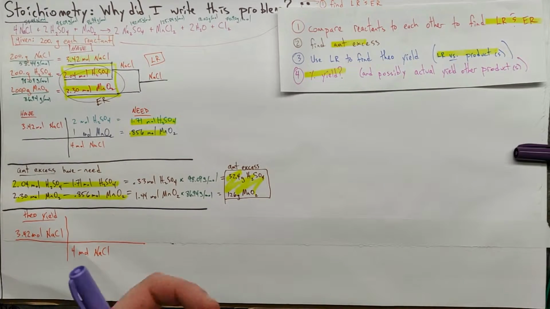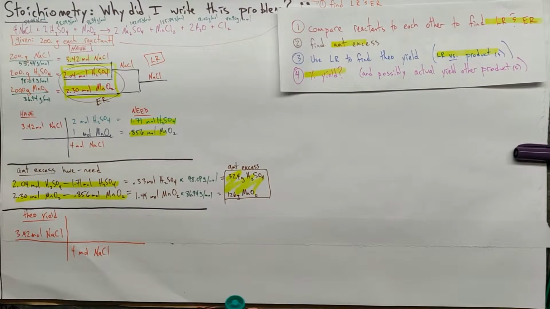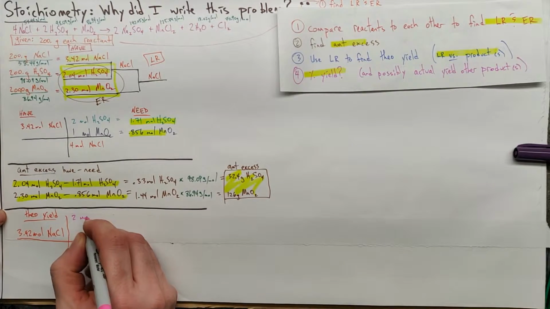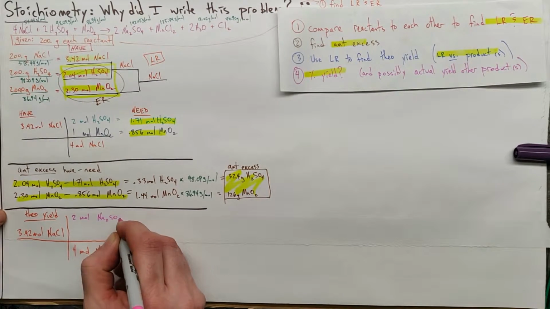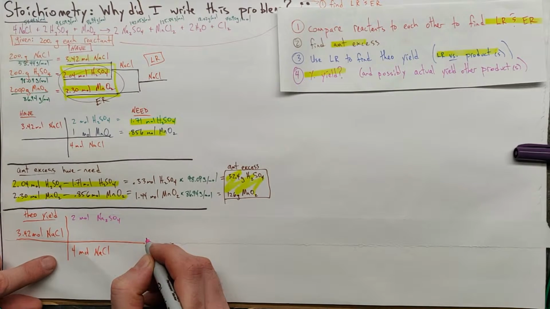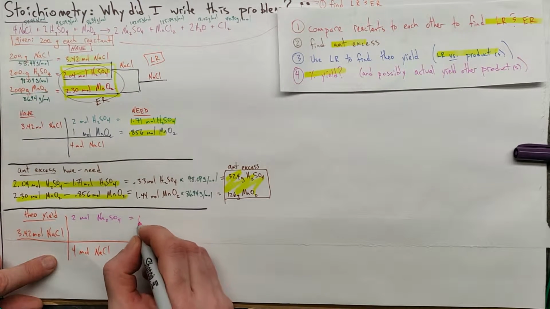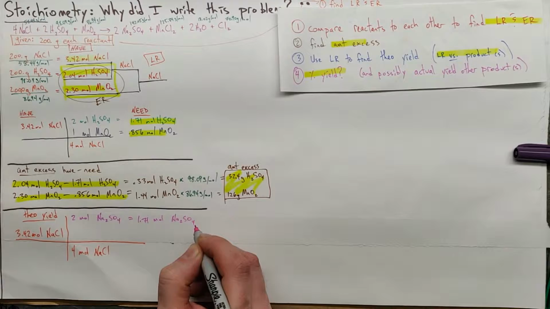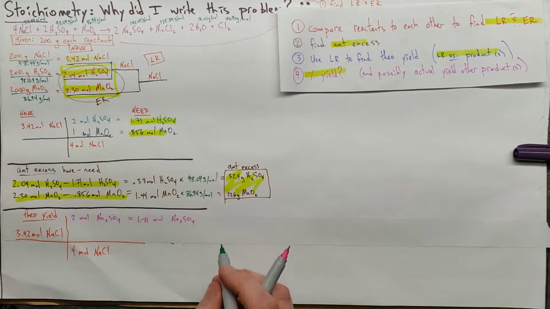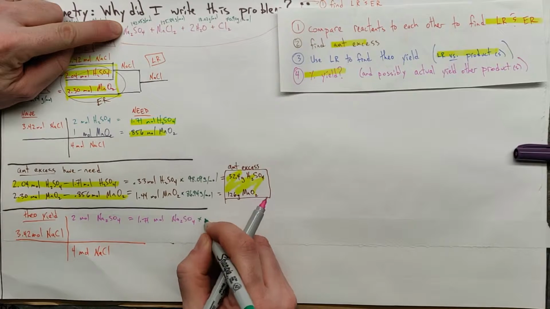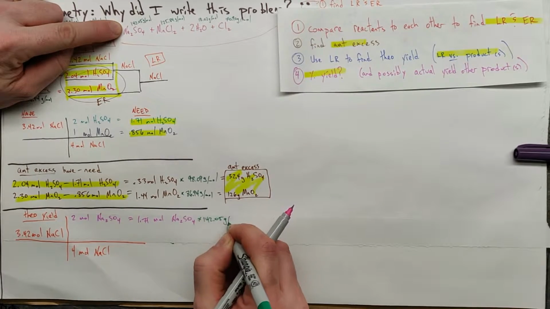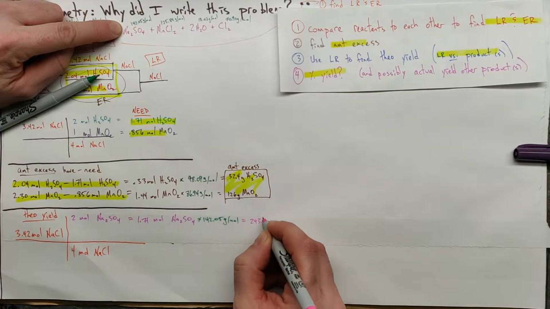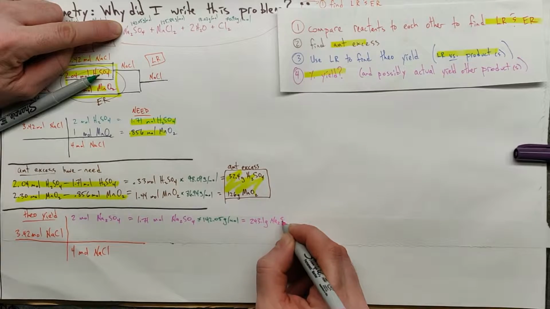Geez, I'm going to need another color here. How about hot pink? We're looking at 2 moles of sodium sulfate, and that's going to give us 1.71 moles of sodium sulfate. We can multiply by the molar mass, which is 142.05, and that gives us 243.1 grams of sodium sulfate, theoretically.